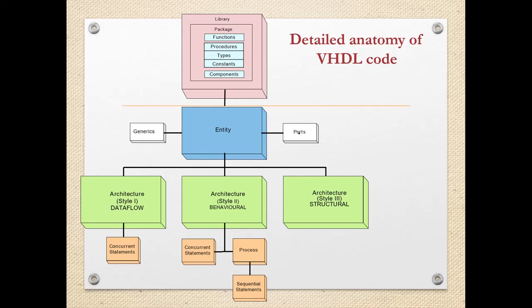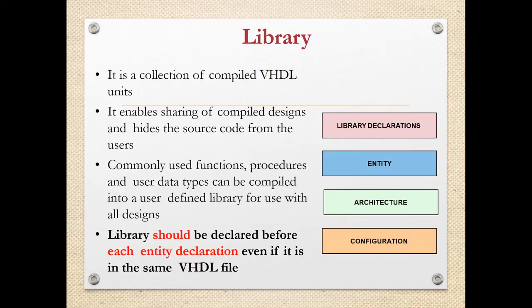And the last modeling style is called structural modeling, in which the components are defined and those components are declared in a package so that they can be called repeatedly whenever required in the architecture. So it is a type of code reuse, and the model is more hierarchical. Now we'll go into the details of each and every part of this VHDL code. So first we'll go for the library.